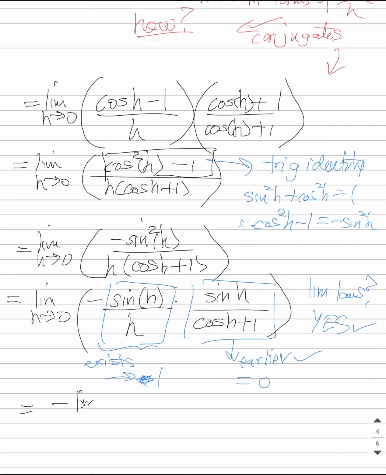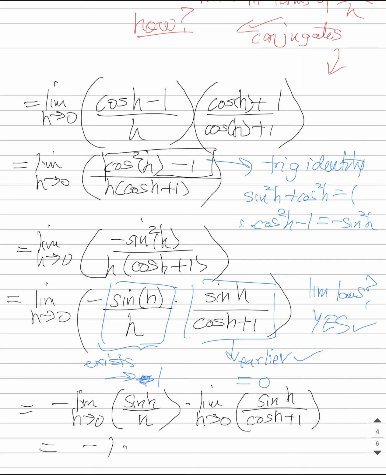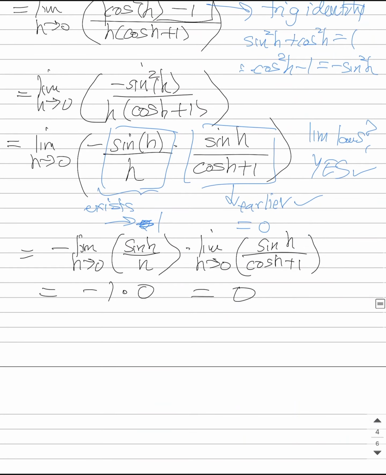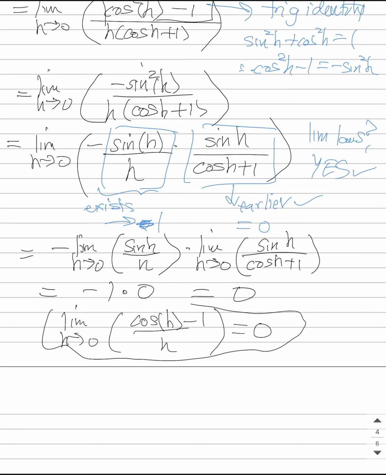I'll have a negative limit h goes to 0 sine h over h times a limit h goes to 0 of this business that we talked about earlier today. And as you can see, the limits can be evaluated and I end up getting a 0. So I'm going to make note of this result that we've got. Cosine of h minus 1 over h, this limit gives me a 0. I'm going to put a little bubble around it because we're going to need it in the next video. Other than that, this is the process by which we'll evaluate trig limits in this section.